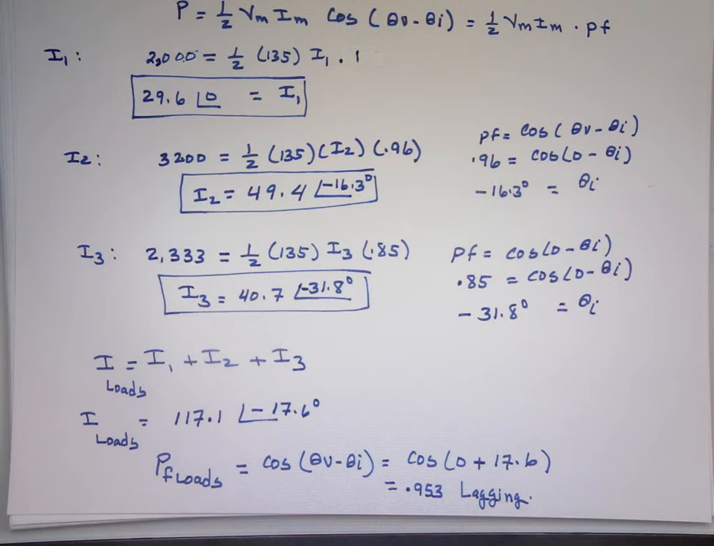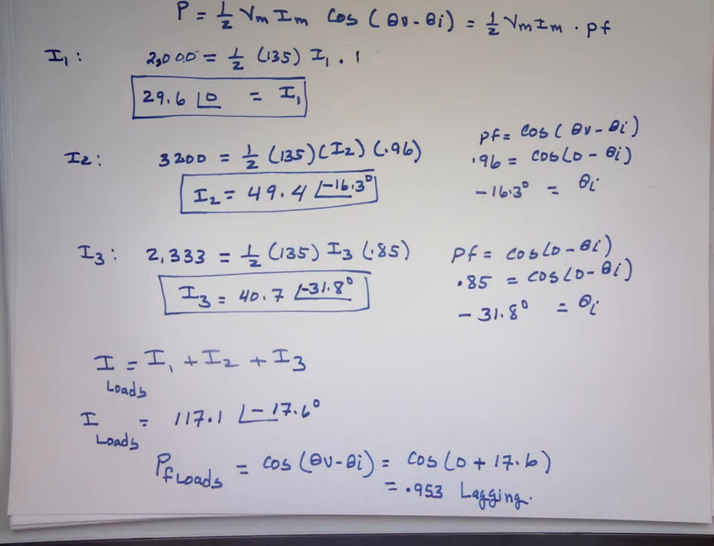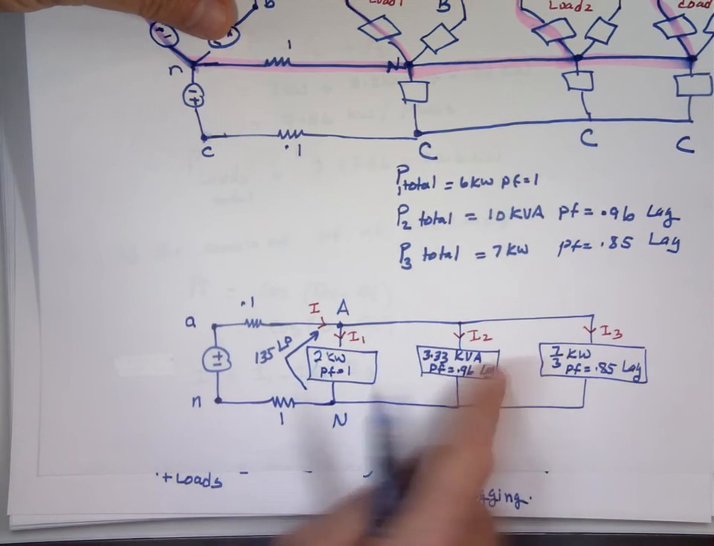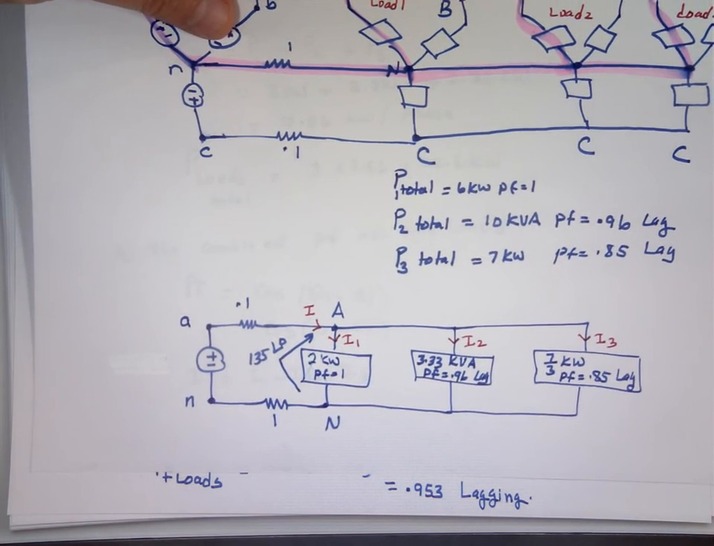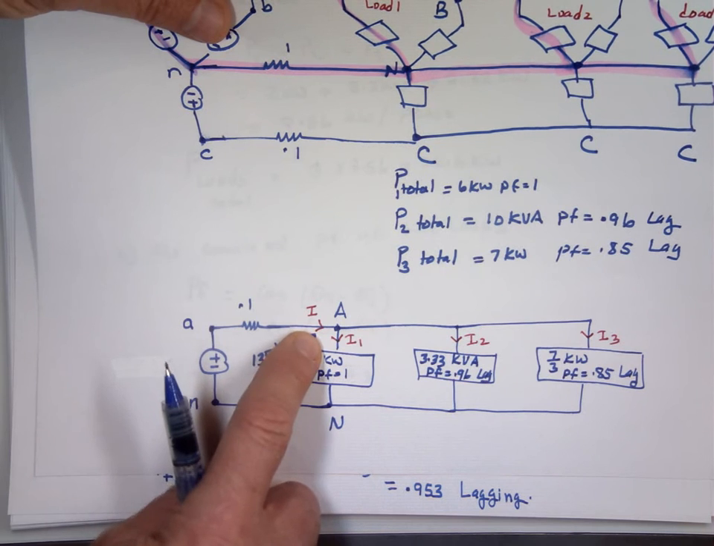What about if one of them is a massive device and one is a tiny one, just a small resistor? It's like trying to find the average of a midterm and a quiz, where the midterm counts 50% of your grade and the quiz only counts 2%. You can't just average the two numbers. You have to do the proportions. You have to find the current through each one and find the entire current for the loads. Some will have way more current than others. Then you add them all and find the sum of the current and cosine of theta V minus theta I for that.